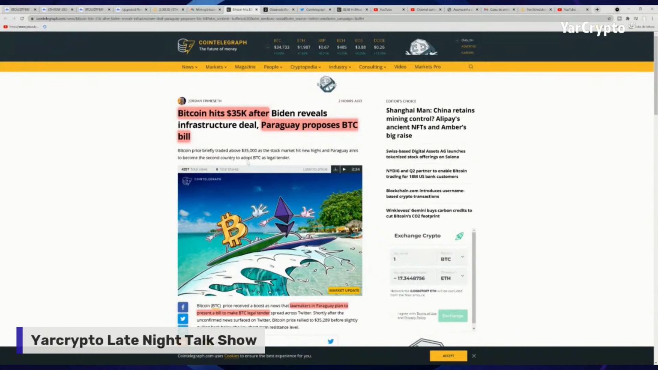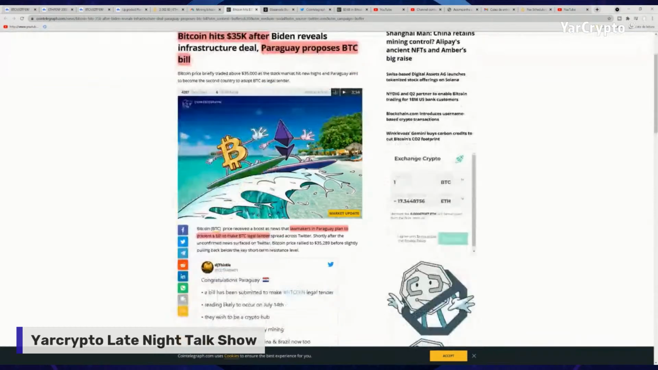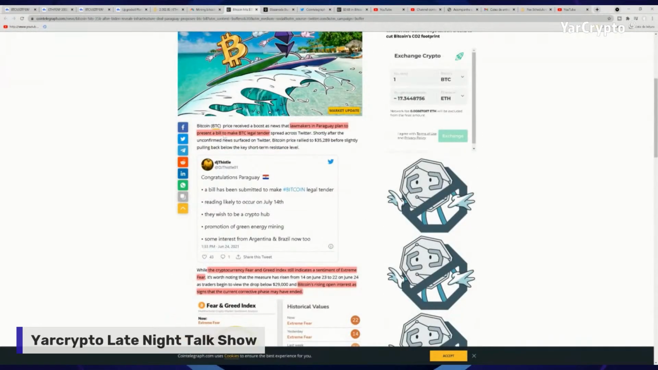Very good things happening here. This article from Cointelegraph says Bitcoin hits 35K after Paraguay proposes BTC bill. So one more country after El Salvador and Brazil with the ETF. Now Paraguay is proposing some things as well. They talk about how lawmakers in Paraguay plan to present a bill to make BTC legal tender in the country.